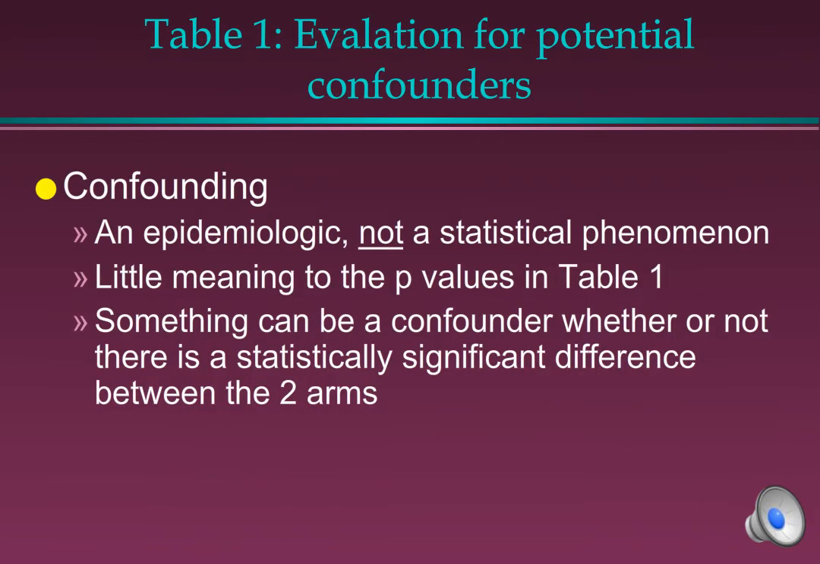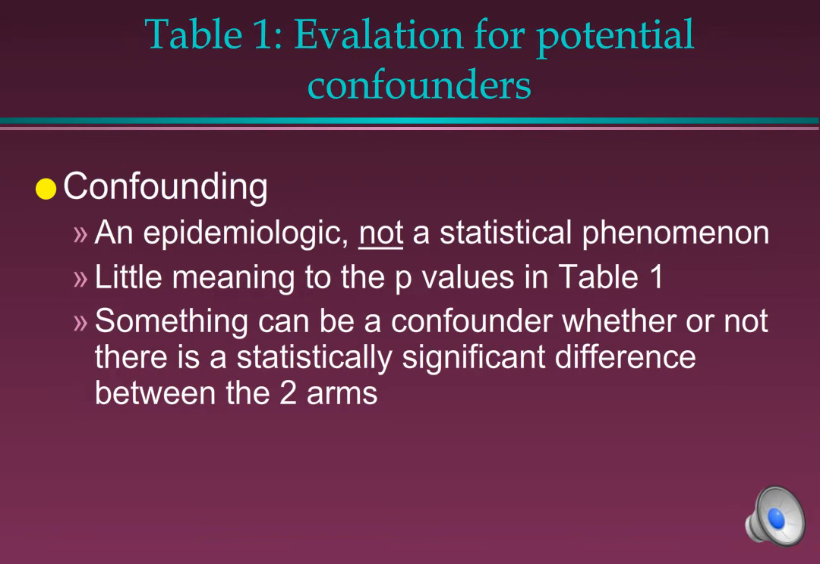Now, what is generally called Table 1 is for evaluation of potential confounders. First of all, I'd like to just review the concept of confounding, not the whole concept, but simply to say that confounding is an epidemiological, not a statistical phenomenon. You remember when we talked about the difference between epidemiology and statistics. Epidemiology has to do with validity or preventing bias, and statistics has to do with precision or reproducibility.